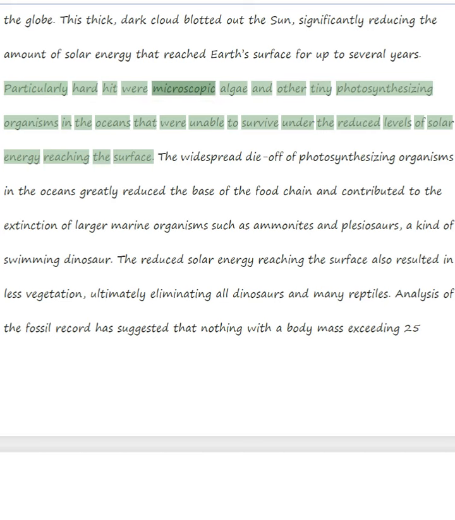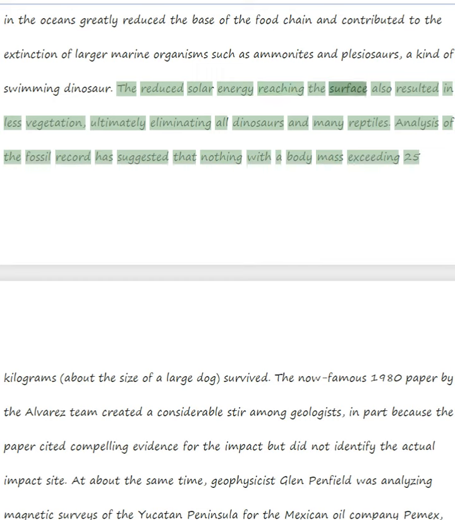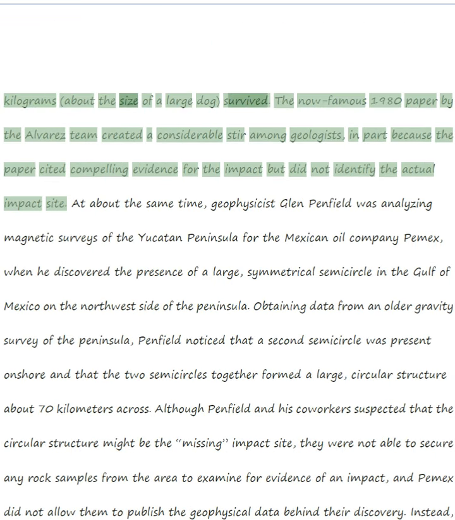Particularly hard hit were microscopic algae and other tiny photosynthesizing organisms in the oceans that were unable to survive under the reduced levels of solar energy reaching the surface. The widespread die-off of photosynthesizing organisms in the oceans greatly reduced the base of the food chain and contributed to the extinction of larger marine organisms such as ammonites and plesiosaurs, a kind of swimming dinosaur. The reduced solar energy reaching the surface also resulted in less vegetation, ultimately eliminating all dinosaurs and many reptiles. Analysis of the fossil record has suggested that nothing with a body mass exceeding 25 kilograms survived.